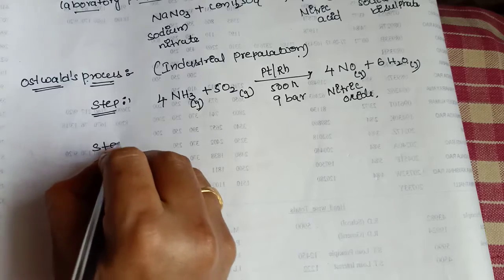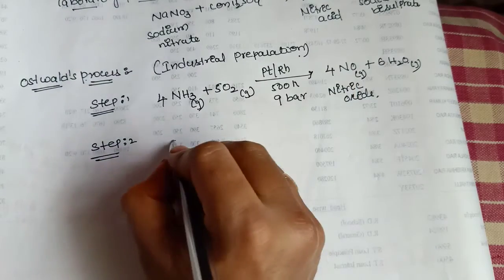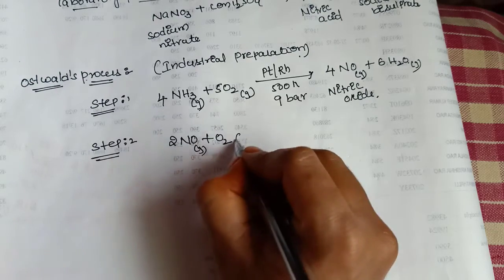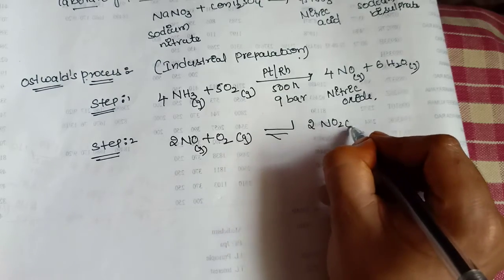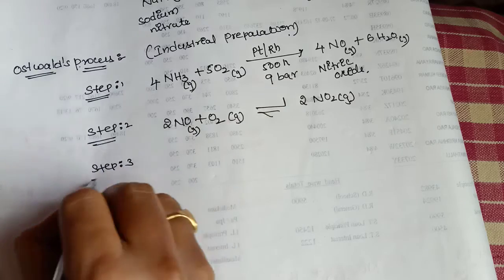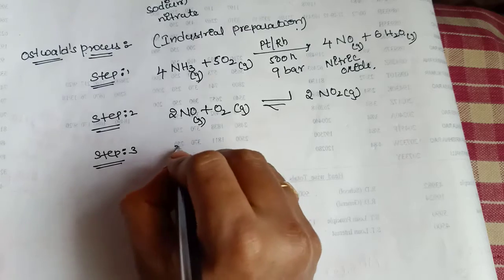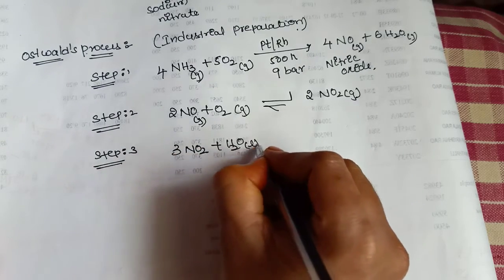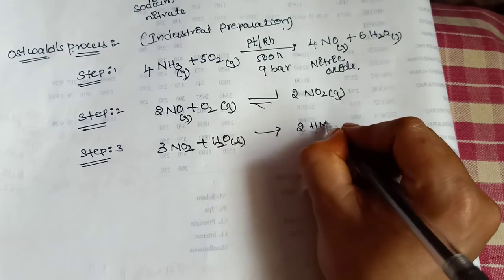Step 2: oxidation of nitric oxide to give nitrogen dioxide. Step 3: hydrolysis of nitrogen dioxide to give nitric acid.